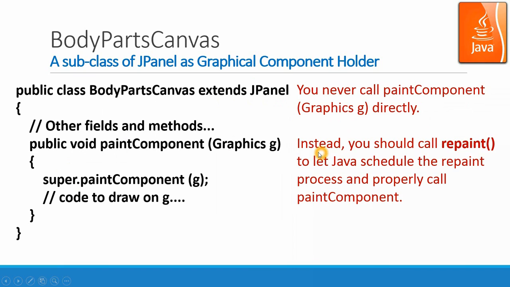And when you need to draw again, instead you should call repaint to let Java schedule the repaint process and properly call paintComponent. So the paintComponent method is called when the JPanel object is constructed for the first time. After that, you can draw again using repaint. Repaint is the method that you should use to paint something after the object has been created.